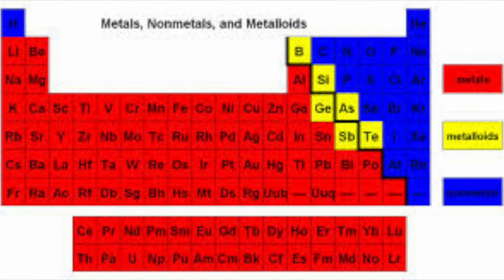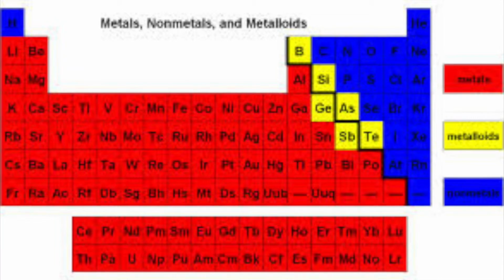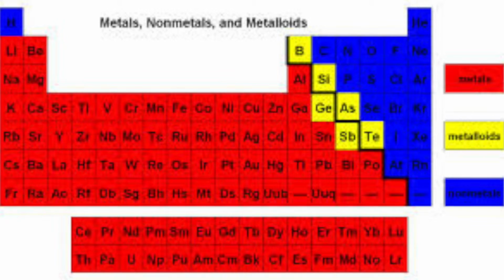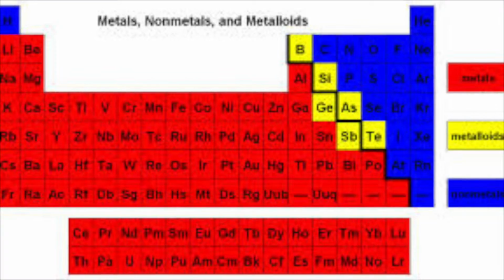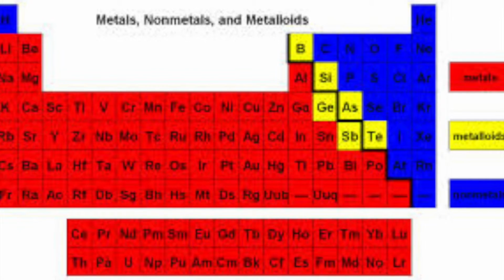This is a table showing all metals, nonmetals, and metalloids. The metals are indicated in red. Some examples of metals are lithium, beryllium, magnesium, and potassium.